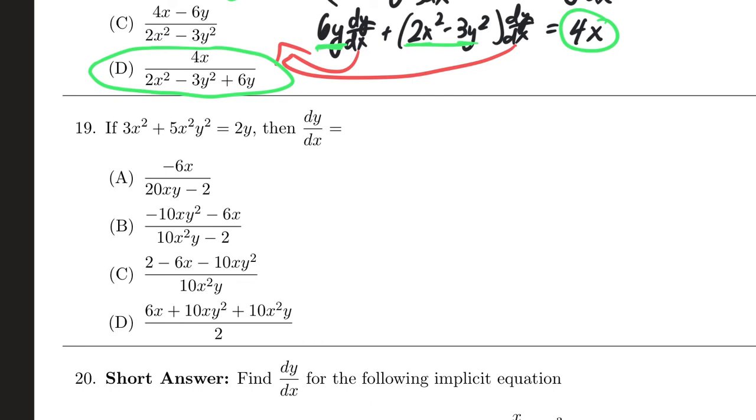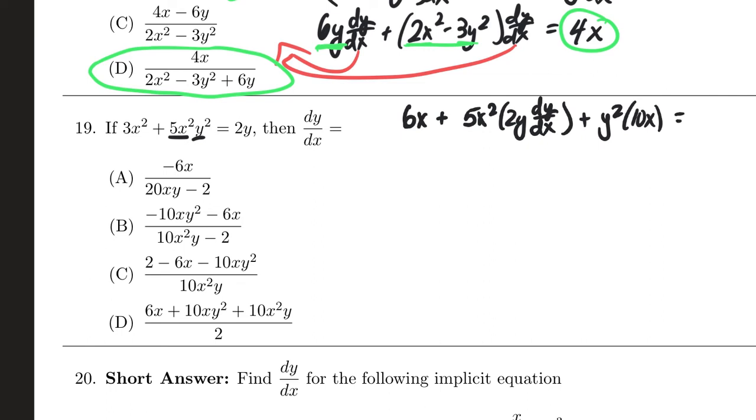All right, 19, same thing. I think you have to remember here is whenever you multiply an x times a y, you have to do the product rule. So the derivative of 3x squared is 6x. All right, this is 5x squared times y squared. So if I keep the 5x squared the same first, and I take the derivative of y squared, that is 2y dy/dx. Then I keep the y squared the same, and the derivative of 5x squared is 10x. And that's equal to the derivative of 2y, which is 2 times dy/dx.